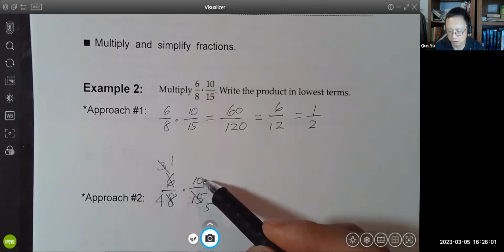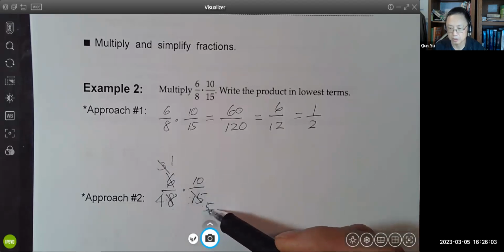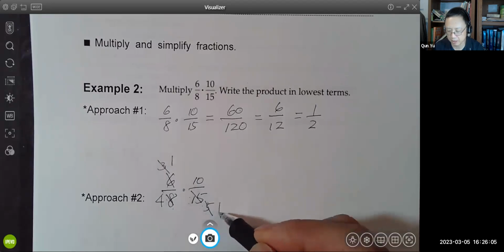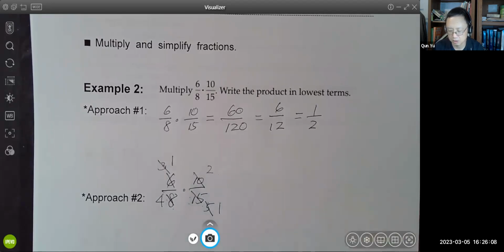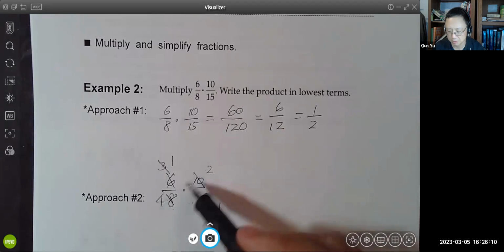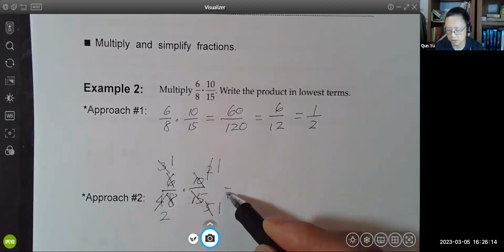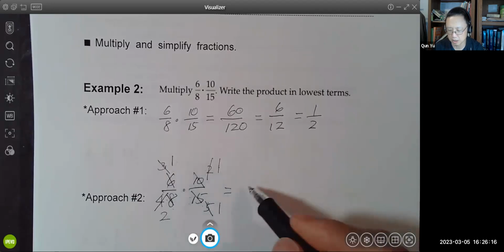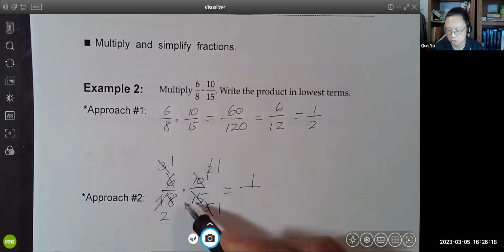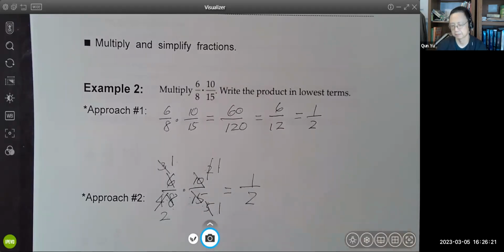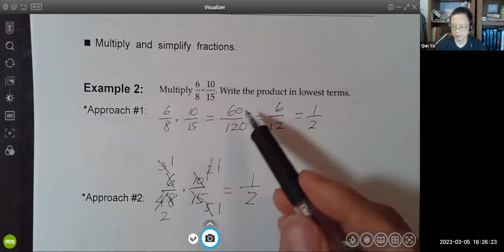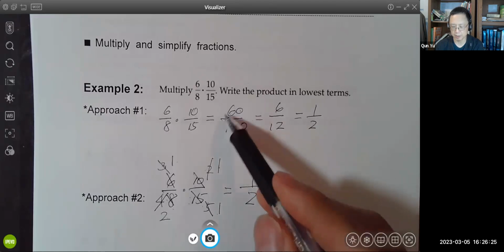Now, look at this 10 and 5, both can be divided by 5. Divided by 5, I get 1, divided by 5, I get 2. Now look at this 2, both can be divided by 2. Divided by 2, I get 1, divided by 2, I get 2. Eventually I only get 1 left on the top. 1 times 1 is 1, 2 times 1 is 2. So this way you can avoid reducing a fraction with big numbers.